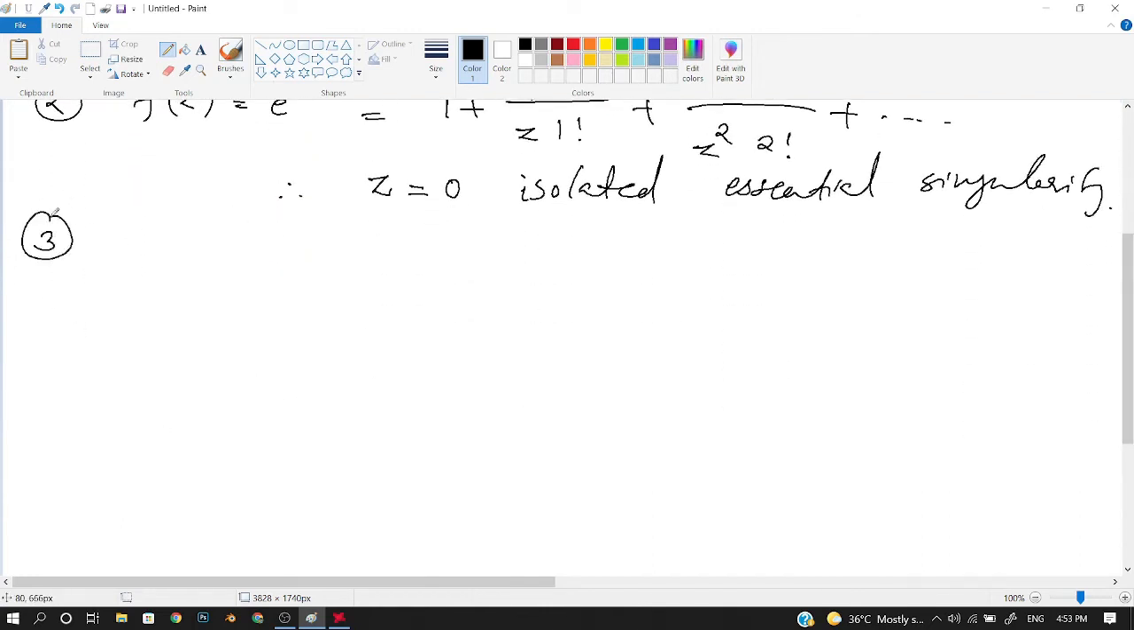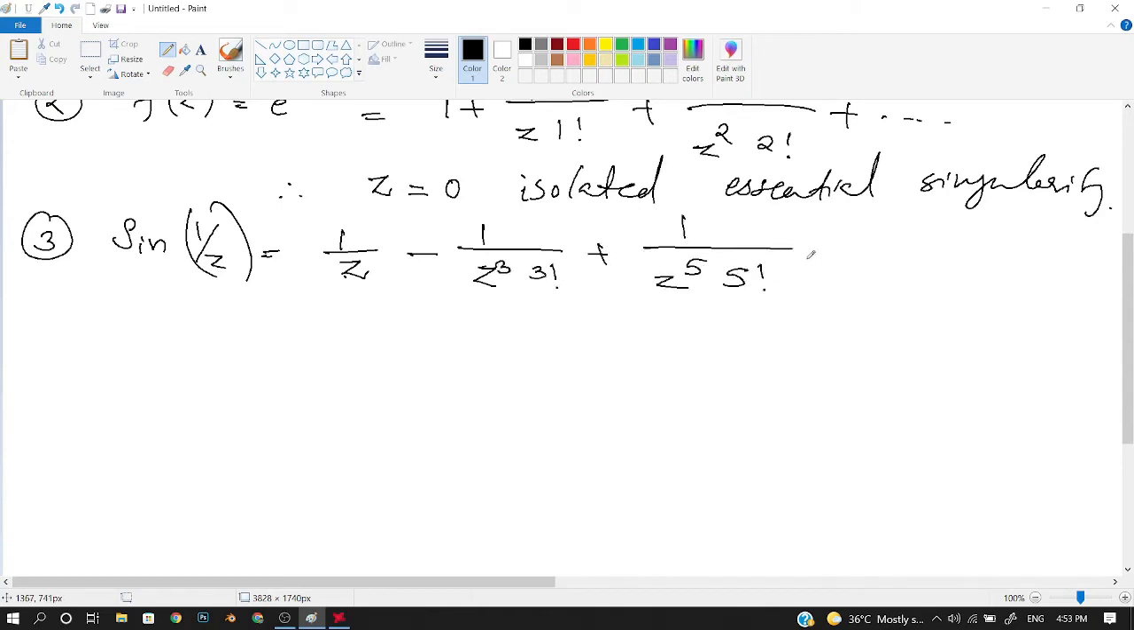Now next example, sin 1 by z. And we know what is sin z? z minus z cube by 3 factorial plus z raised to 5 by 5 factorial, etc. So here, instead of z, we have 1 by z. So 1 by z minus 1 by z cube into 3 factorial plus 1 by z raised to 5 factorial minus etc. Here also the principal part contains infinitely many terms. So z equal to 0 is an isolated essential singularity. Okay, now we can move to the next example.